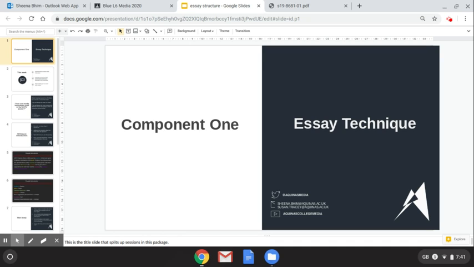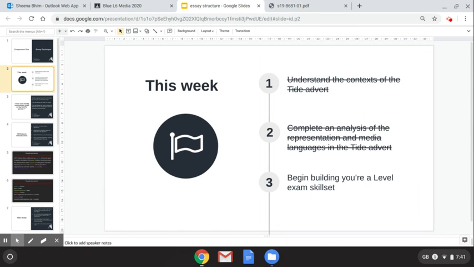Hello, hope you're okay. Right, this is the first essay technique bit of guidance we're going to give you. It comes from the first exam, but the structure, once you get it in your heads, is largely the same for whatever question you tackle on any of our exams in media studies.